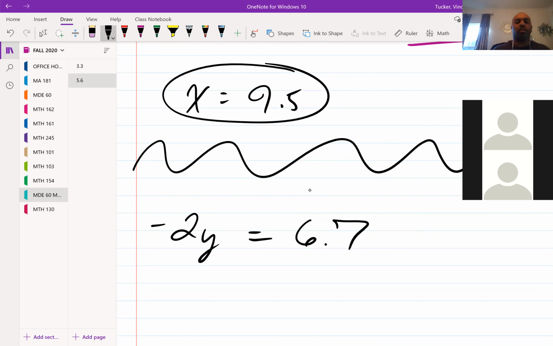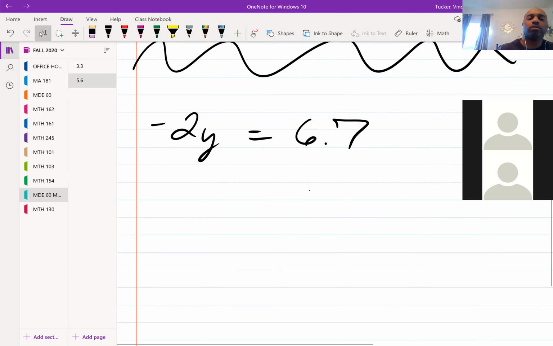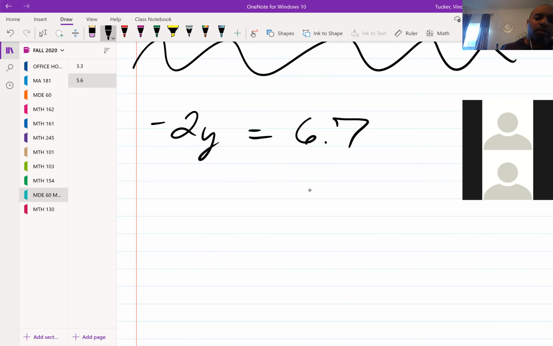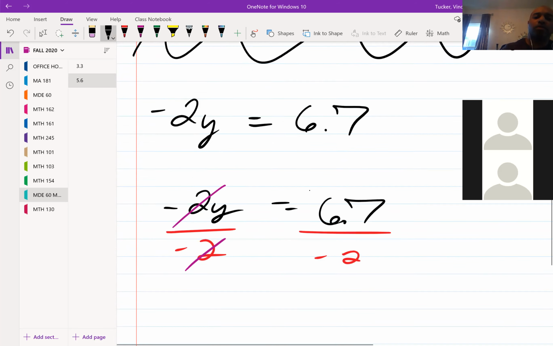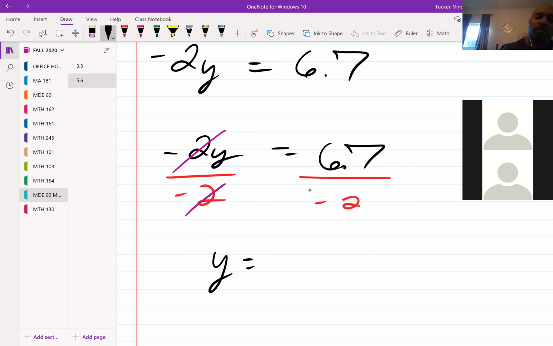All right. Negative 2y equal to 6.7. So divide both sides by the negative 2. If I stay consistent with what I was doing, that'd make that red. And those negative 2's will cancel. And I believe that's negative 3.35. Let me make sure I'm right. Yep.